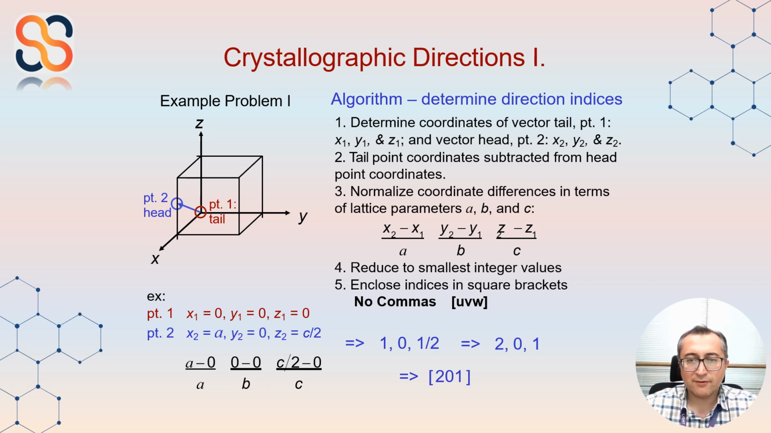So let's clarify by solving this problem. If point 1 is x1 = 0, y1 = 0, z1 = 0, and point 2 is x2 = a, y2 = 0, z2 = c/2. So after calculation of the difference and normalizing, we will get 1, 0, and 1/2, which can be reduced to 2, 0, and 1. So the final indices are [2 0 1].